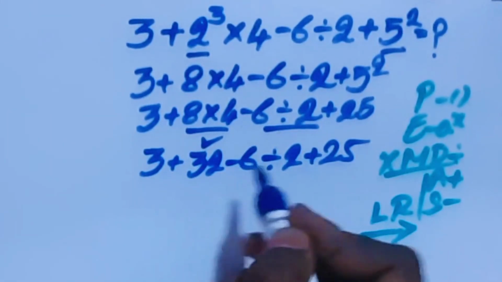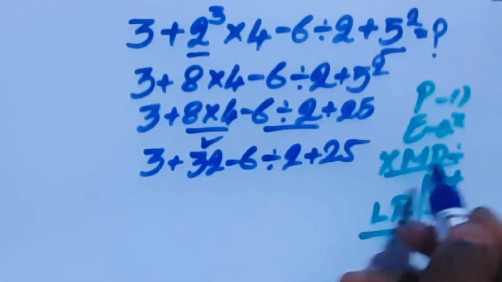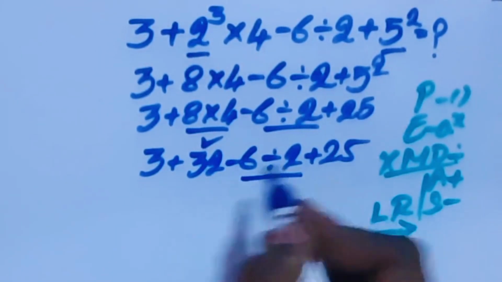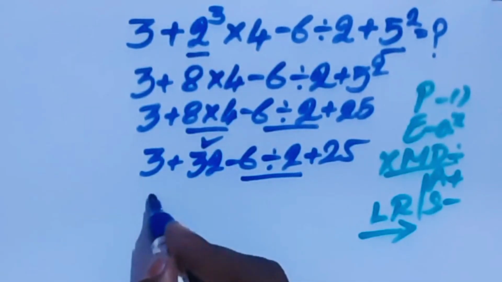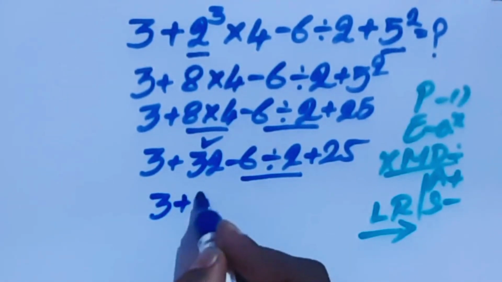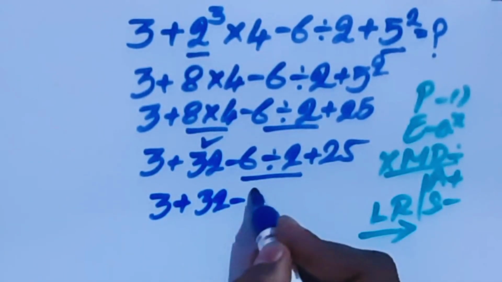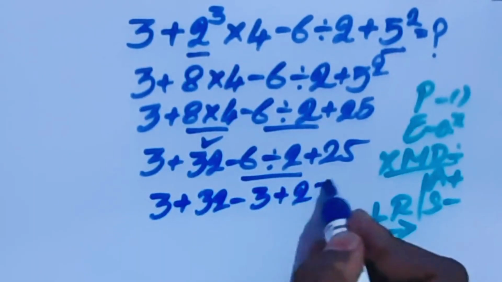Here we have addition, subtraction, division and addition. Division is higher priority than addition and subtraction. So we have to do this division before the addition, subtraction and addition. So 3 plus 32 minus, here 6 divided by 2 is 3, plus 25.